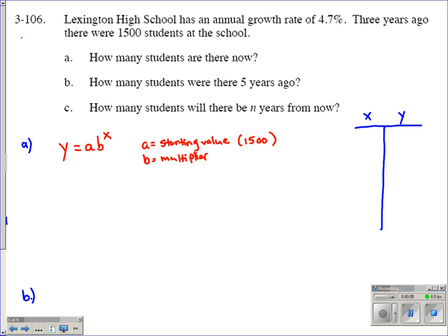All right, problem 3-106. Lexington High School has an annual growth rate of 4.7%. 3 years ago, there were 1,500 students at the school. Letter A, how many students are there now?